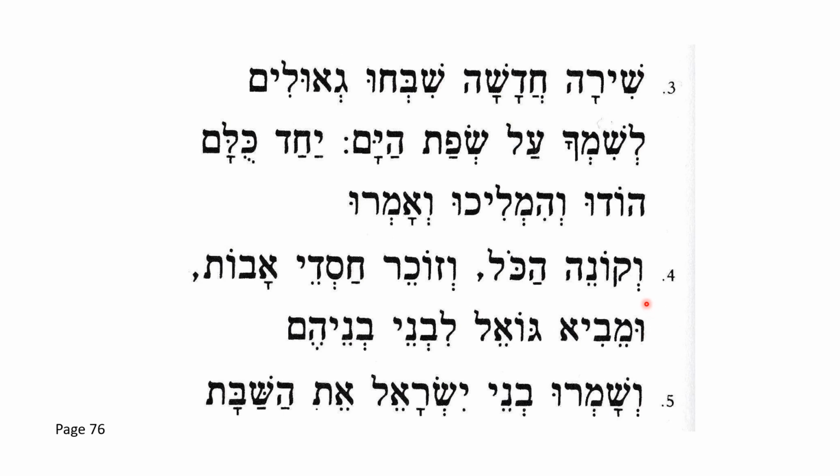Then section 4, V'koneh, hakol, V'zocher, chasdei, avot, umevi, goel, livnei, benehem, and 5, Vishamru, B'nei, Yisrael, Et HaShabbat. Okay, practice on your own.